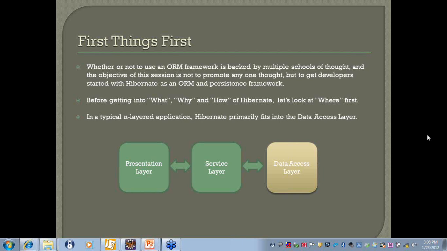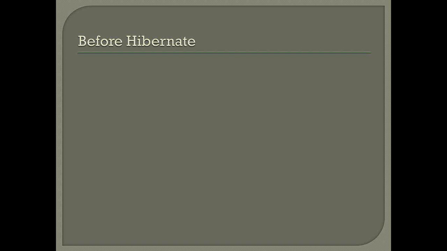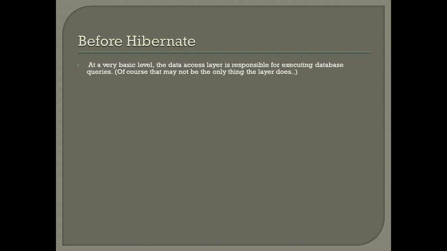So I've already specified what the data access layer is supposed to do within your application. Let's see how a data access layer would look when you haven't started using a persistence framework or a framework like Hibernate. Nowadays, without using such frameworks, you normally just use plain JDBC code to access data and save data into your data store. At a very basic level, of course, the data access layer is responsible for executing database queries. That's the first thing which comes into your mind when you talk about the data access layer.